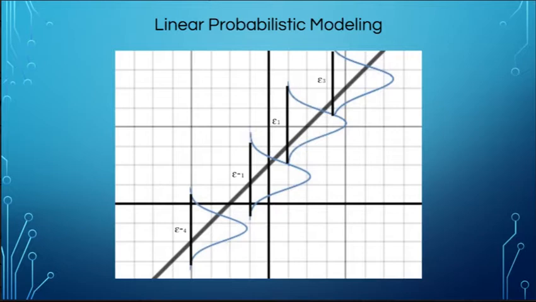When creating a linear probabilistic model, there will be some error for each point. The error, denoted epsilon, is normally distributed around each y value of the graph. The error makes it possible for many different linear models to represent the same data. The best model is the one with the least amount of error, which is usually calculated using least squares regression.